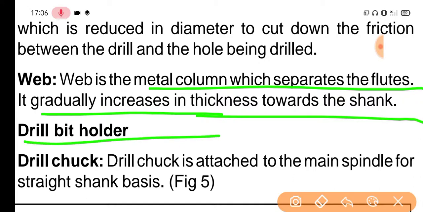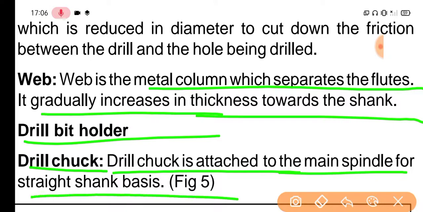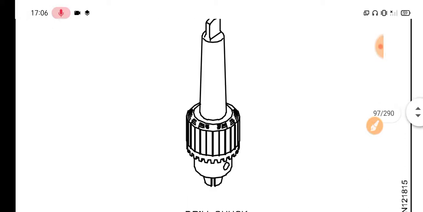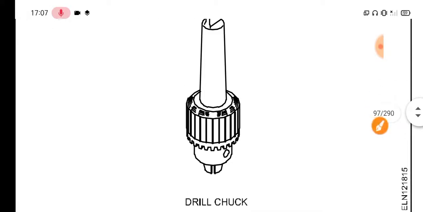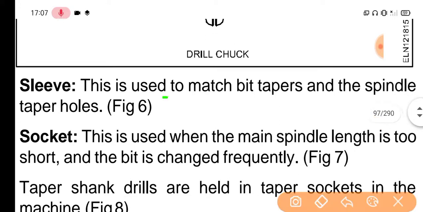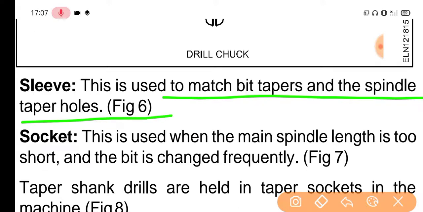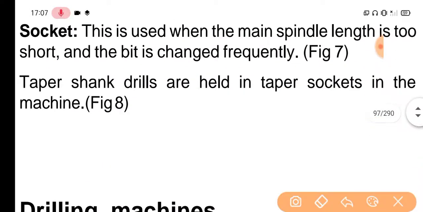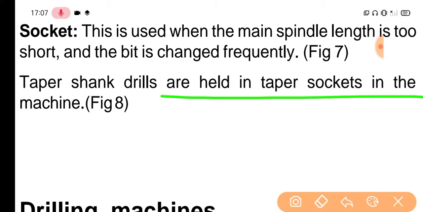Drill bit holder. Drill chuck. The drill chuck is attached to the main spindle for straight shank bits. Given picture 5, this is the drill chuck, and sleeves. Sleeve is used to match bit tapers and the spindle taper holes. Given picture 6, socket. This is used when the main spindle length is too short and the bit is changed frequently. Picture 7. The tapered shank drills are held in a taper socket in the machine.